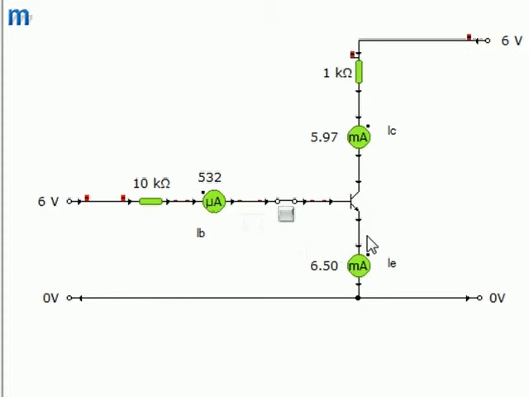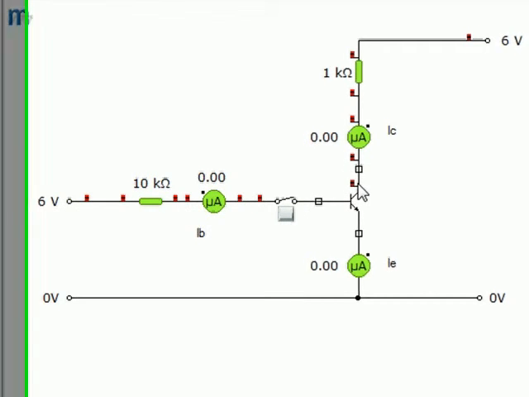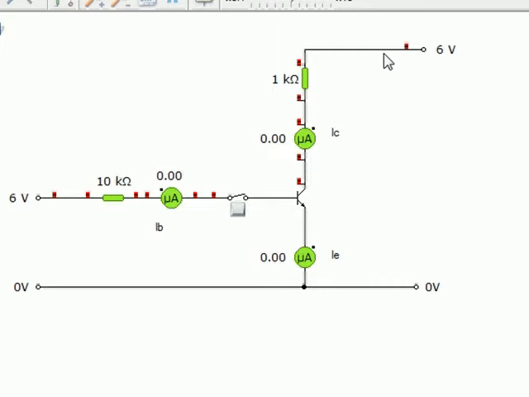Now, if we measure voltages, the red flags indicate voltage. I've got a supply of 6 volts there, 6 volts there, 6 volts there, 6 volts there. Because current can't flow, the voltage there is no volts. So everything on the output side until it's switched on is at the voltage of the supply, 6.